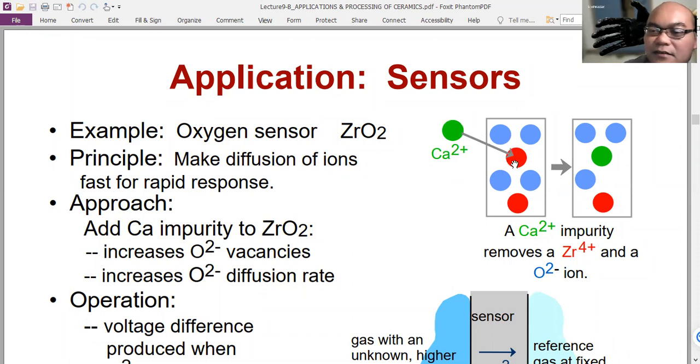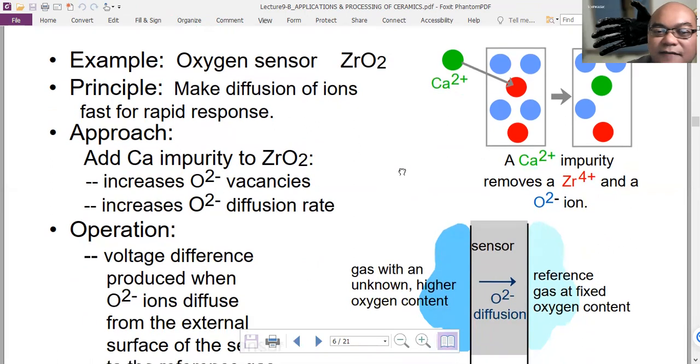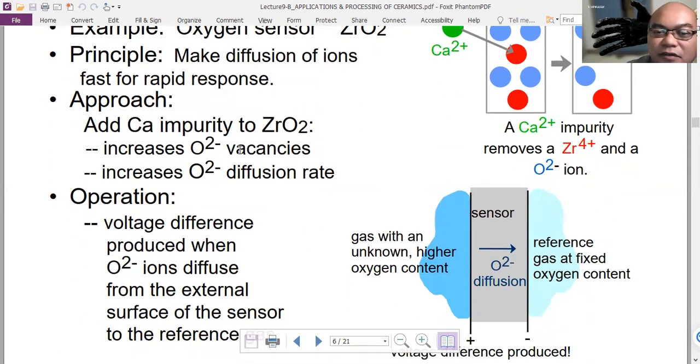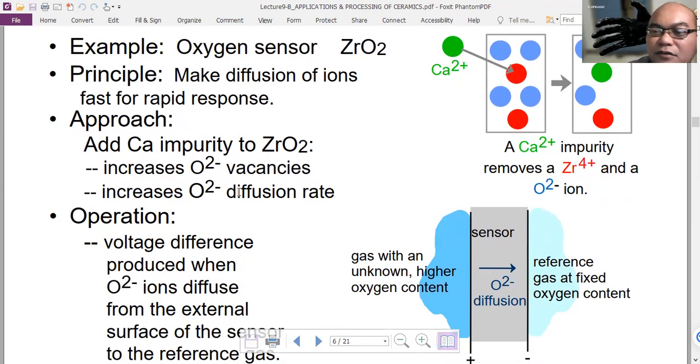So when introducing this calcium 2+, we will make a vacancy of zirconium and oxygen. This vacancy can be filled in by oxygen from the surrounding atmosphere, and then it will cause another shift of the charge neutrality. So adding calcium impurity to zirconia will increase oxygen vacancies and increase the oxygen 2- diffusion rate. Because of this vacancy, oxygen can move from the other side to this place. So the vacancy also moves, the oxygen also moves, which is ruled by the diffusion law, which we have learned also several weeks ago.